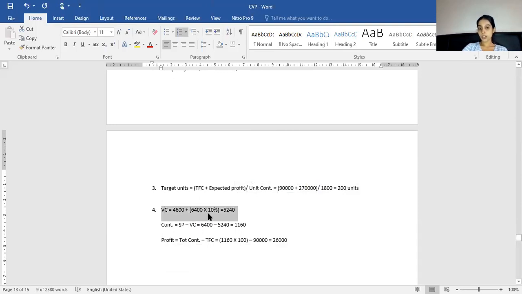So 6,400 into 10% plus the previous variable cost, 4,600. So the new variable cost will be 5,240. And there will be no change in the selling price. So our new contribution will be 1,160. So what is the profit from 100 units? We have to get the total contribution. 1,160 is the new contribution, into 100 units will give you the total contribution. That minus the total fixed cost 90,000 is this 26,000 of profit. Okay.